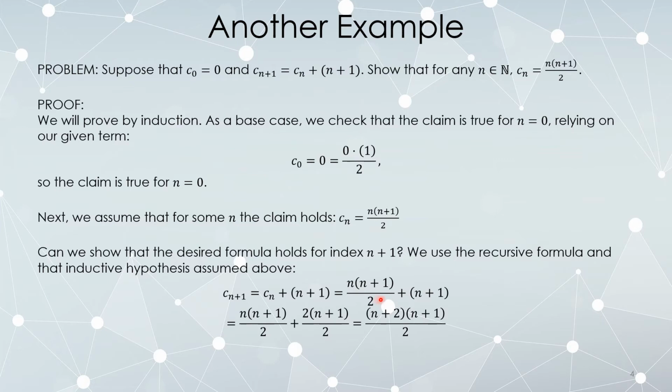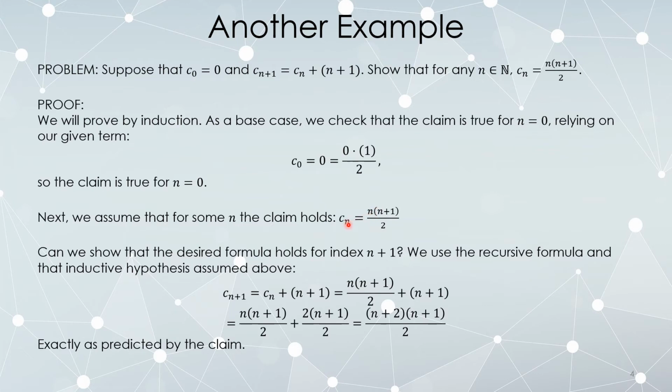I have a common denominator of 2, so I'll have n times n plus 1 over 2 plus 2 times n plus 1 over 2. Now, if you distribute all of this out, notice what we have is n times n plus 1 and 2 times n plus 1. In other words, we have n plus 2 times n plus 1. That's exactly what the claim here predicted.